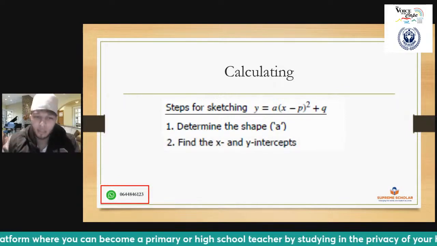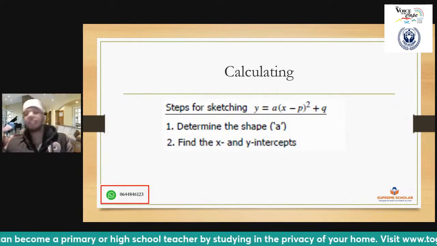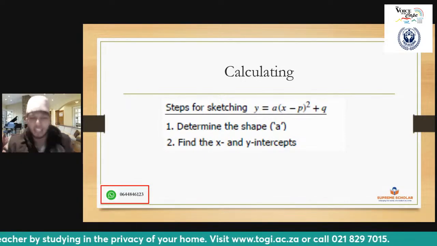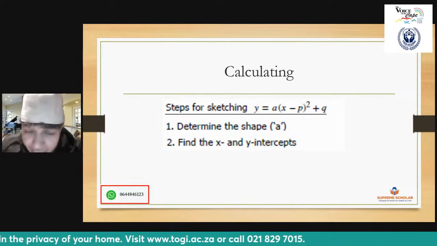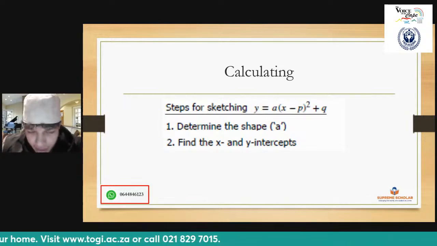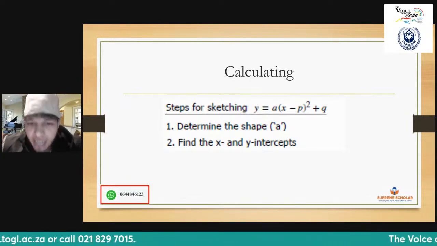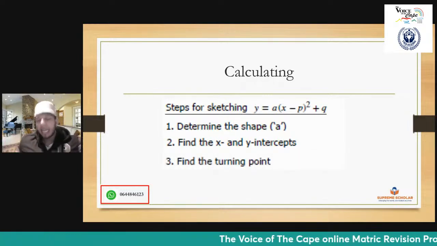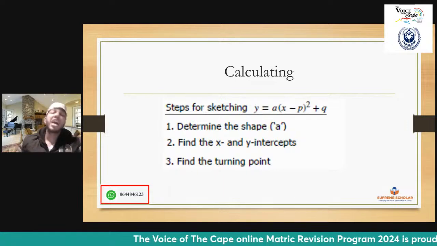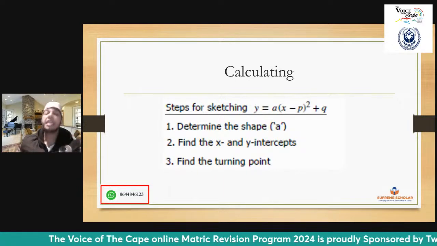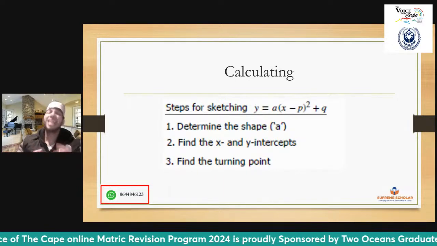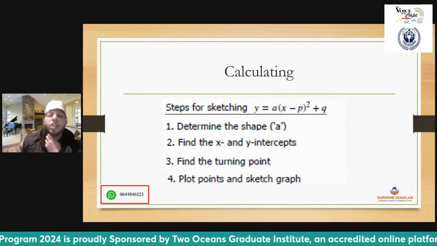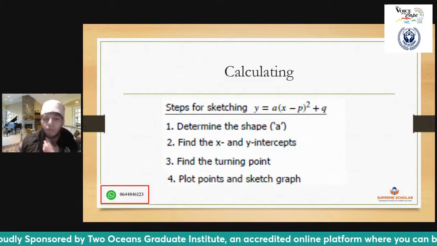Then find your x and y intercepts. Your x and y intercepts are where the graph cuts the x-axis and the y-axis, respectively. Once you find your x and y intercepts, you find your turning point. You need to calculate the coordinates of your turning point in order to sketch the graph. And then once you have your turning point, you can plot the points and sketch the graph.